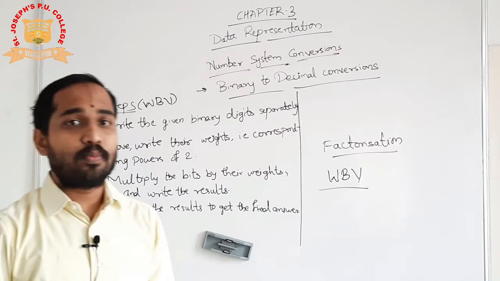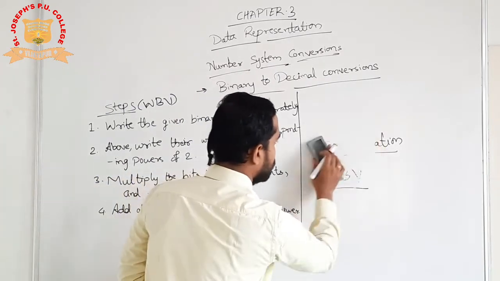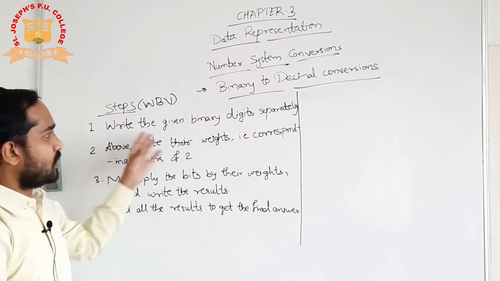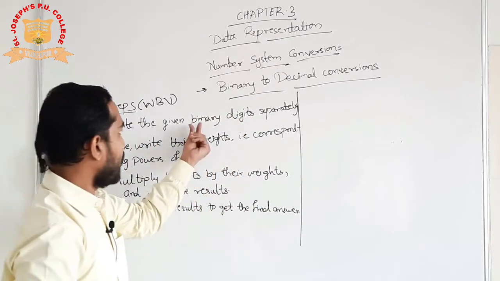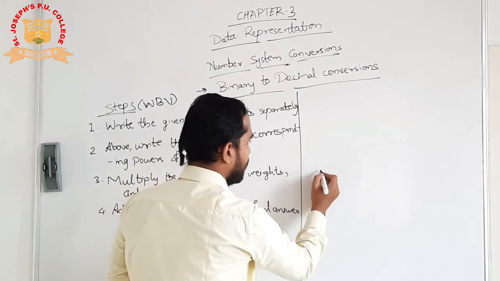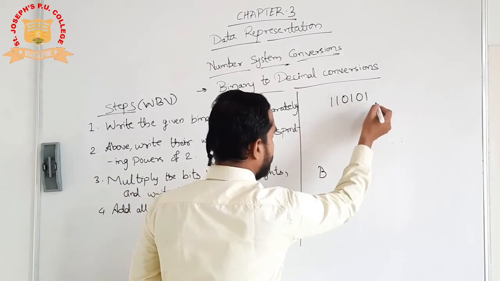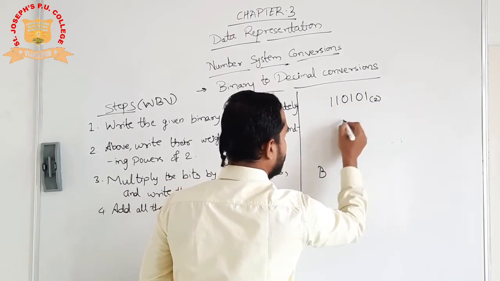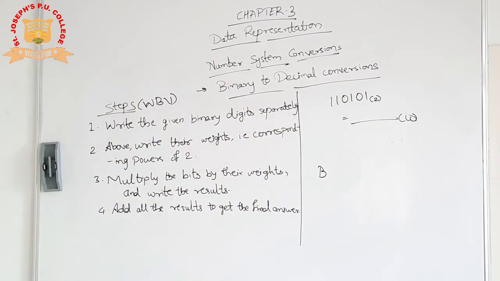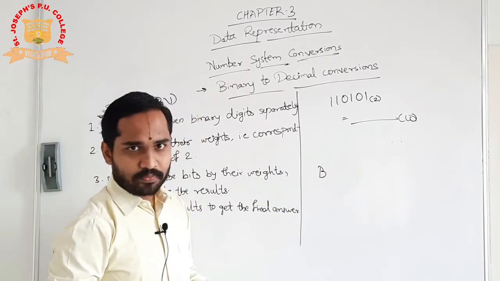Now what is this WBV? We have to study now. So see the steps first. Write the given binary digits separately. Binary digits can be called as what? Bits, correct? I write it as bits. See, there is a number 110101. It is a binary number given. I have to convert it back to decimal, 10th. So bits I have to write first, correct?